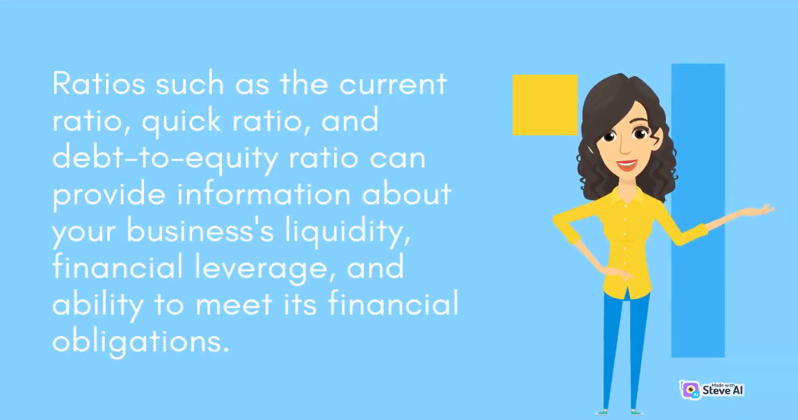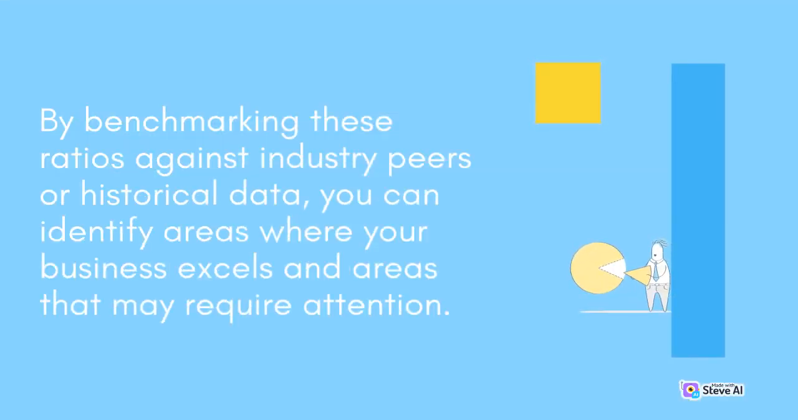Ratios such as the current ratio, quick ratio, and debt-to-equity ratio can provide information about your business's liquidity, financial leverage, and ability to meet its financial obligations. By benchmarking these ratios against industry peers or historical data, you can identify areas where your business excels and areas that may require attention.